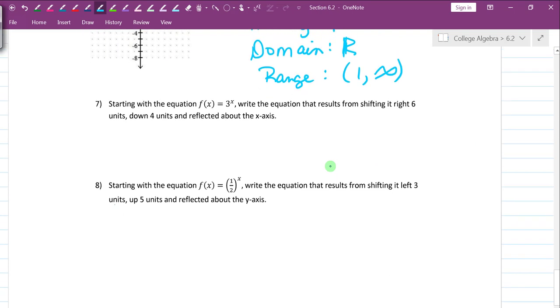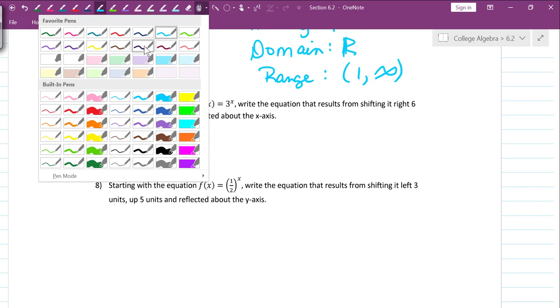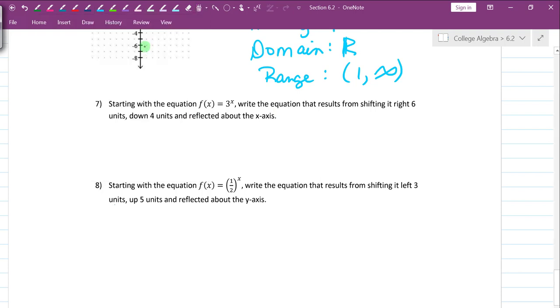So, starting with the equation, f of x is equal to 3 to the x. That's going to be considered our parent function. Write the equation that results from shifting this function right 6 units, down 4 units, and then reflect it across the x-axis. So here we go. Just take it one step at a time. Don't panic. It's fine. Just one step at a time. So we write f of x is equal to 3 to the x. That's what we're starting with.